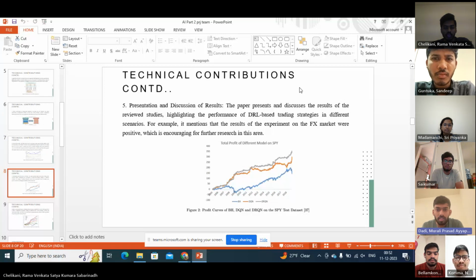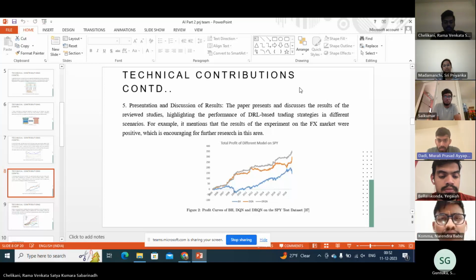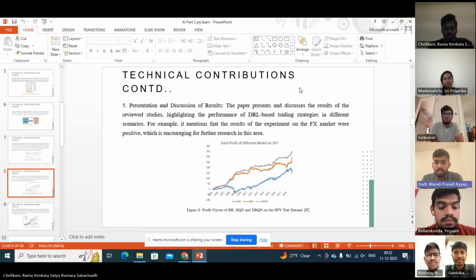You can see the picture, which clearly shows the results of DQN, DQRN, and BH on the SPY test data sets. We are going to discuss the results of the reviewed studies and highlight the DRL-based trading strategies of the scenario. The example results from the experiment in the Forex market are positive and encouraging for future research, where people are encouraged to do more research in this area. The technical results are from 2005 to 2018. Go to the next slide.